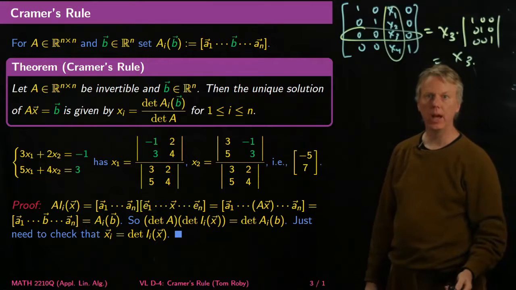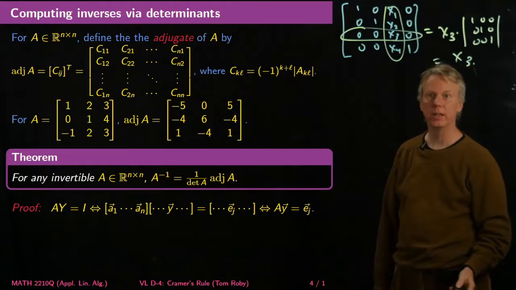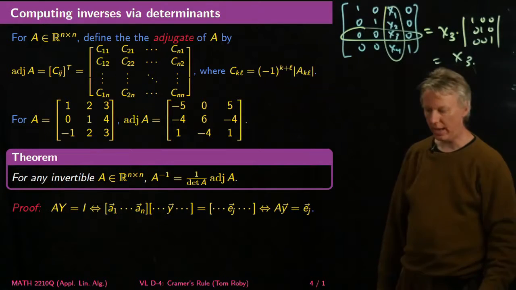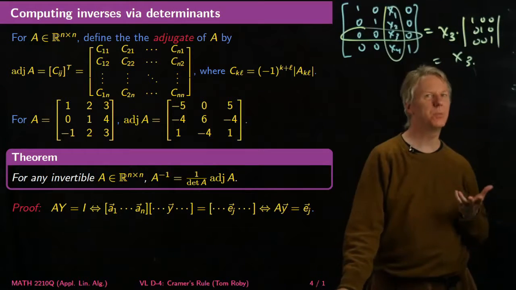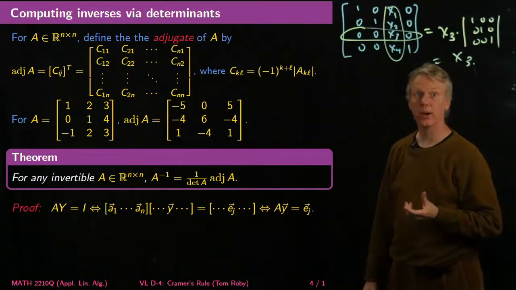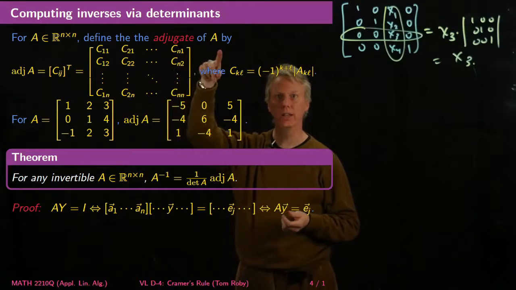Okay. But the other thing I like about this proof is that it reinforces a bunch of the concepts that we've been studying all along here. And so now let's generalize this one step further and say, if we can solve systems, we can probably compute inverses. Right? These things are kind of linked. And so let's define the adjugate of a matrix A.